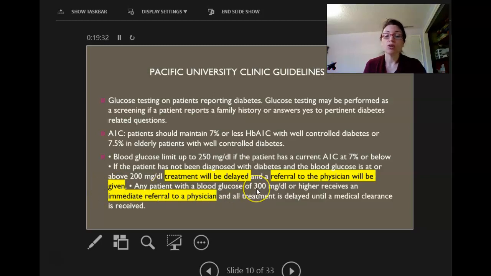Any patient with a blood glucose of 300 or higher should be immediately referred to a physician, and all treatment is delayed until their medical clearance is received.